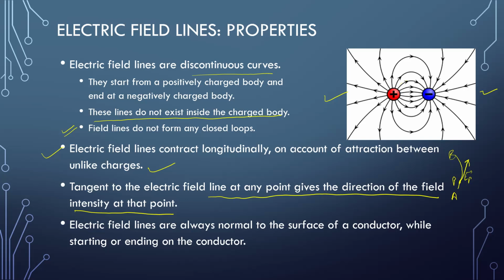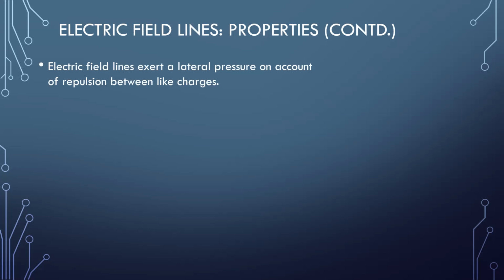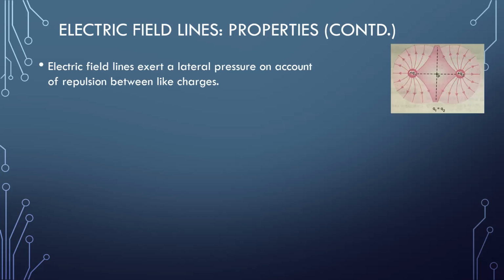So, this I have already explained to you. Electric field lines are always normal to the surface of the conductor while starting or ending on the conductor. They are always perpendicular to the surface of the conductor when they are starting or ending on the conductor. That means when they start from the positive charge and end on the negative charge, they are always perpendicular or normal to the surface of the conductor. So, this is the fourth important property.